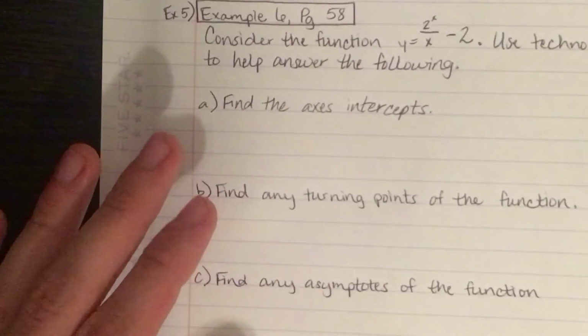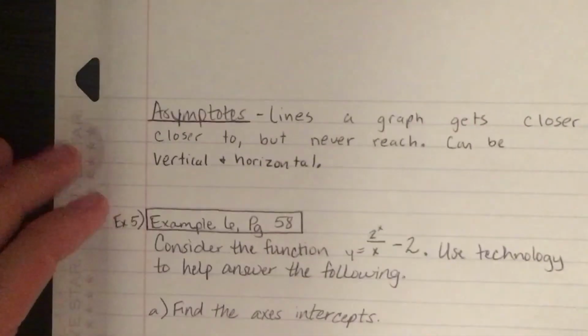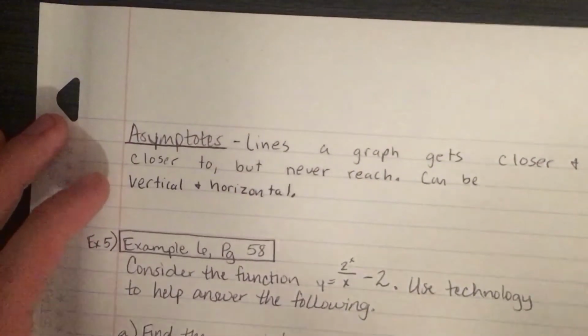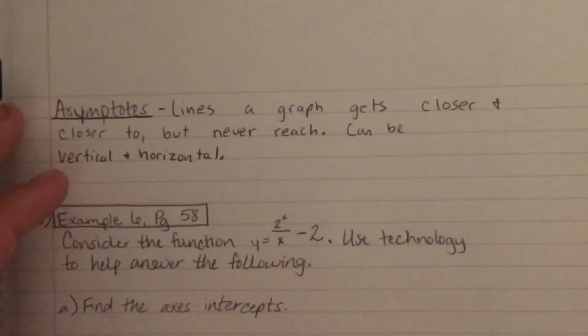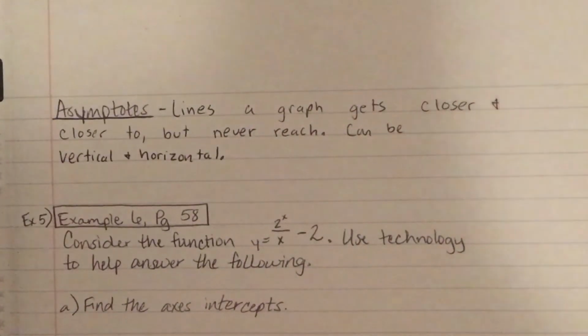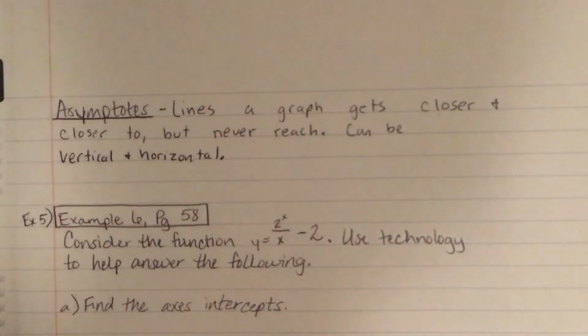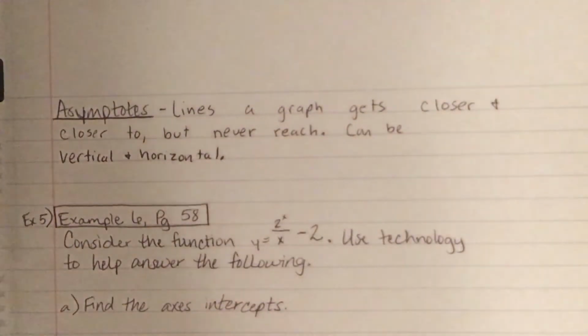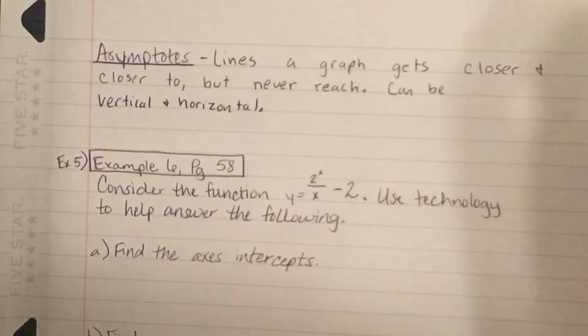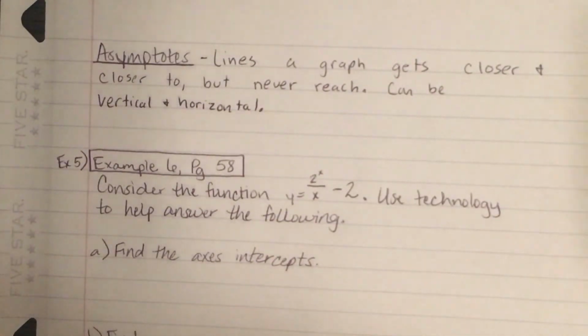Now, the last thing we can use to describe a graph is asymptotes. Asymptotes are lines a graph gets closer and closer to, but will never ever reach. It's almost like an electric fence. You can get really close to it, but cannot cross it for some mathematical reason. And depending on whether it's vertical or horizontal, that reason will vary.